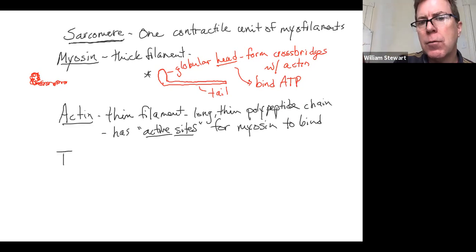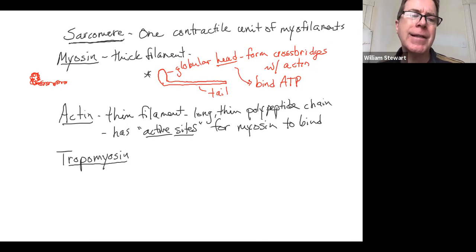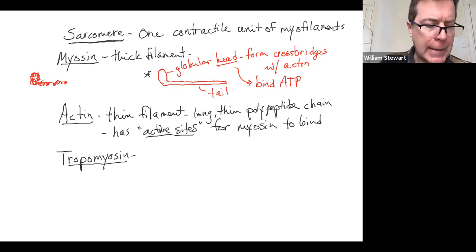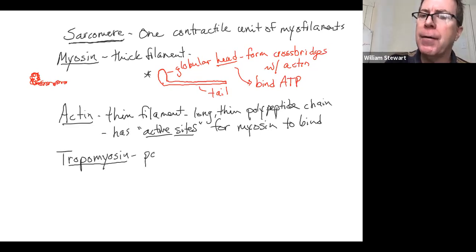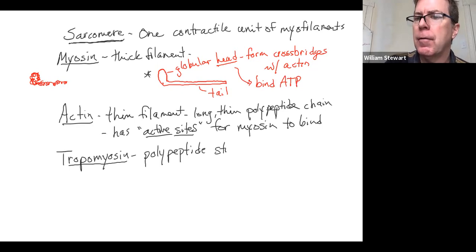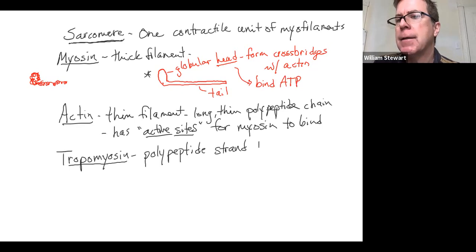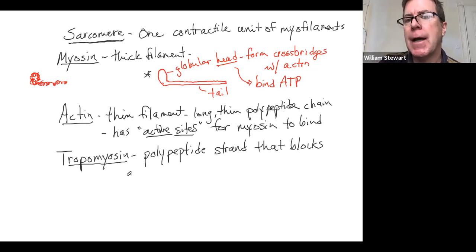Some more protein words. Tropo. These are just funky words. They're not difficult concepts. Tropomyosin. Believe me, I'll explain these in great detail in pictures after we define what they are in words. Tropomyosin is a polypeptide strand. Think of a somewhat short amino acid strand, just a chain of amino acids, a polypeptide strand that blocks active sites on actin.